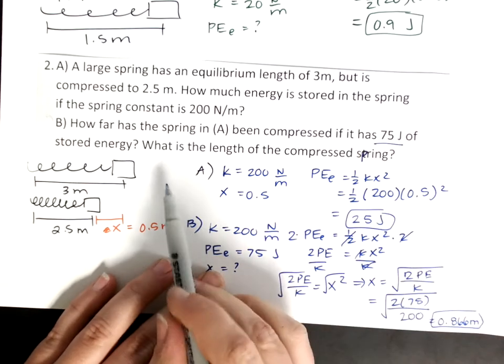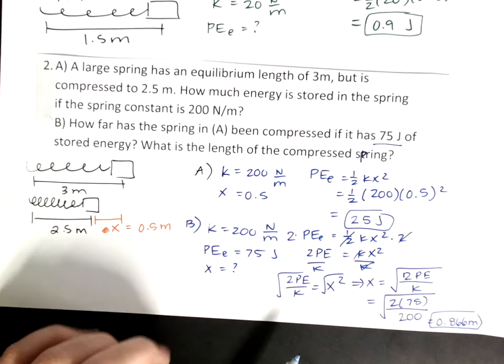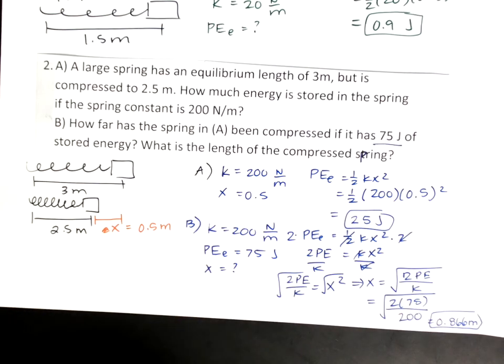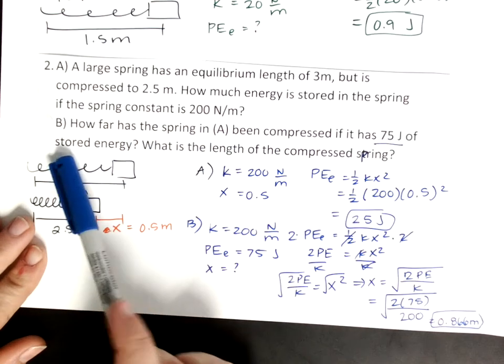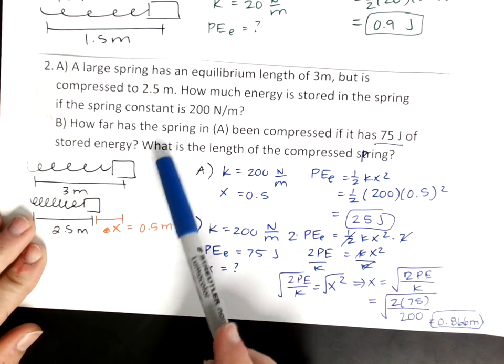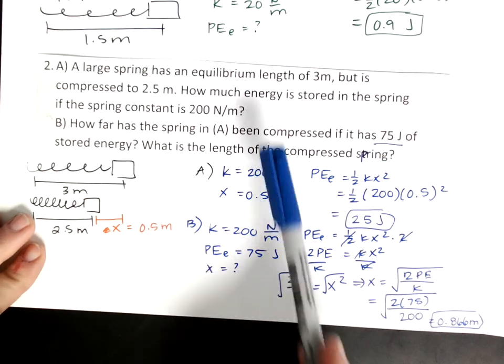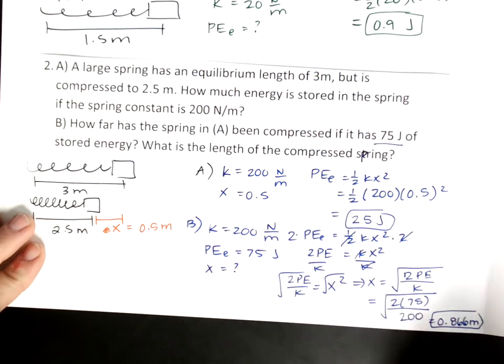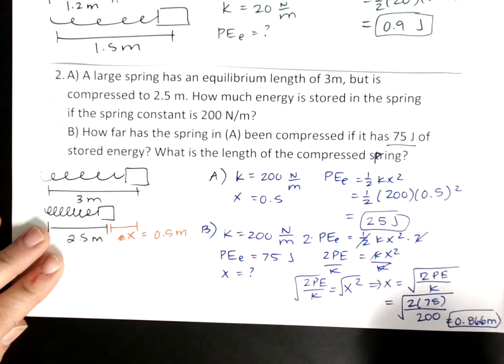The second part asks, what is the length? Oh, that's it. That's all it asks for. Oh, so how far has the spring been compressed if it has 75 joules of stored energy? That would be 0.866. When it asks what is the length of the compressed spring, well, it's only asking what it originally gave in the question, which was 3 meters. That's the length of the actual spring itself. Okay.